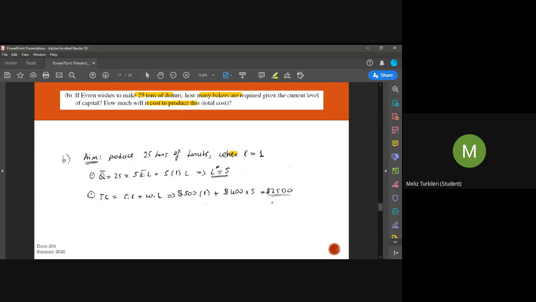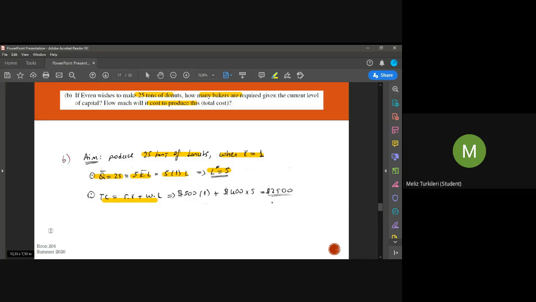What we know is that we have K equal to 1 and we want to produce 25 tons of donuts. It means we have a constant level for our production function. Therefore, this amount should be equal to 25. And we know that our capital level is also constant. If you plug 1 into the production function, you can find that when 5 times L equals 25, L should be equal to 5. So it shows the amount of bakers that we need to produce this amount of donuts when K equals 1.